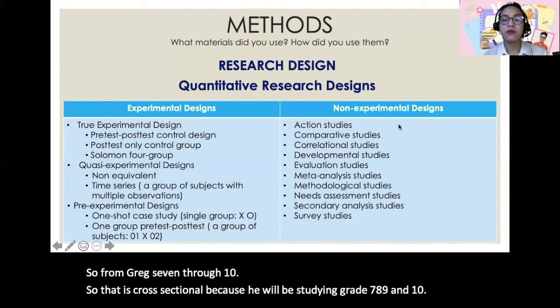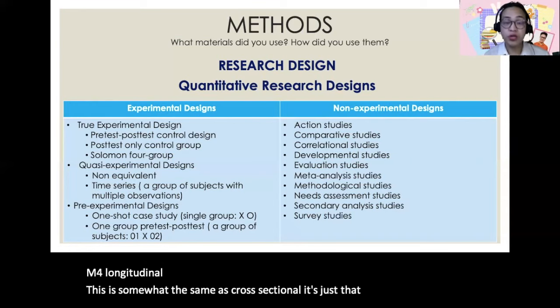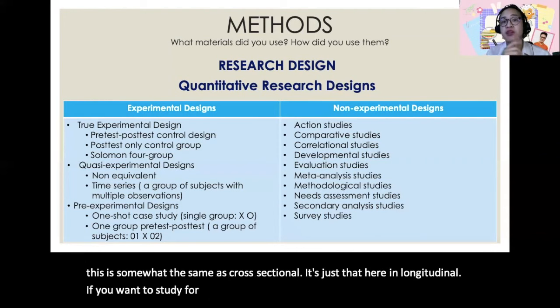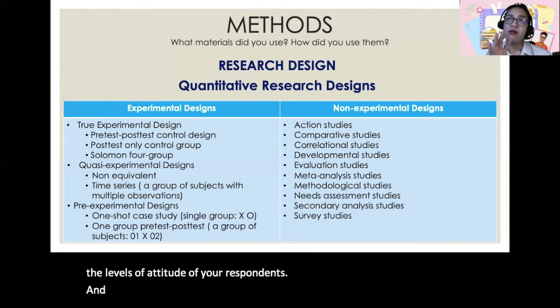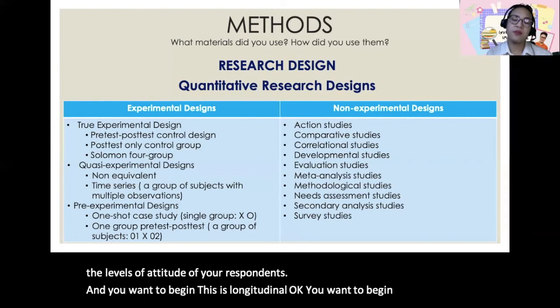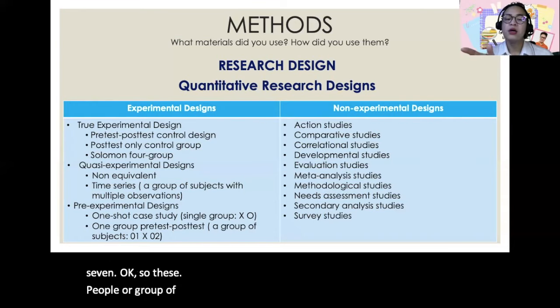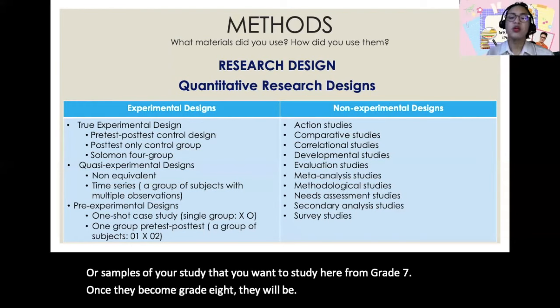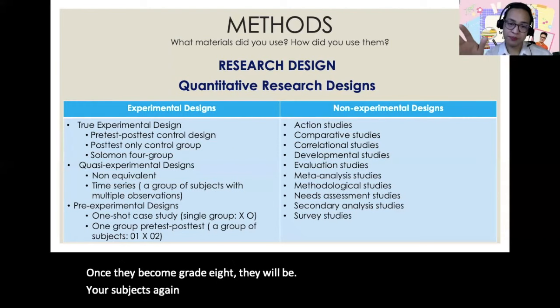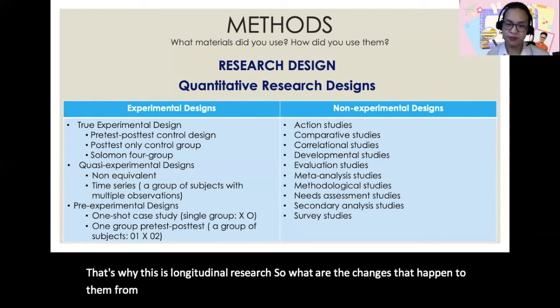All right. And for longitudinal, this is somewhat the same as cross-sectional. It's just that here in longitudinal, if you want to study, for example, the levels of attitude, or you want to describe the levels of attitude of your respondents, and you want to begin with grade 7, this is longitudinal, okay? So these people or group of people or samples of your study that you want to study here from grade 7, once they become grade 8, they will be your subjects again, 9 and 10. That's why this is longitudinal research. So what are the changes that happen to them from grade 7 to grade 10? So longitudinal.